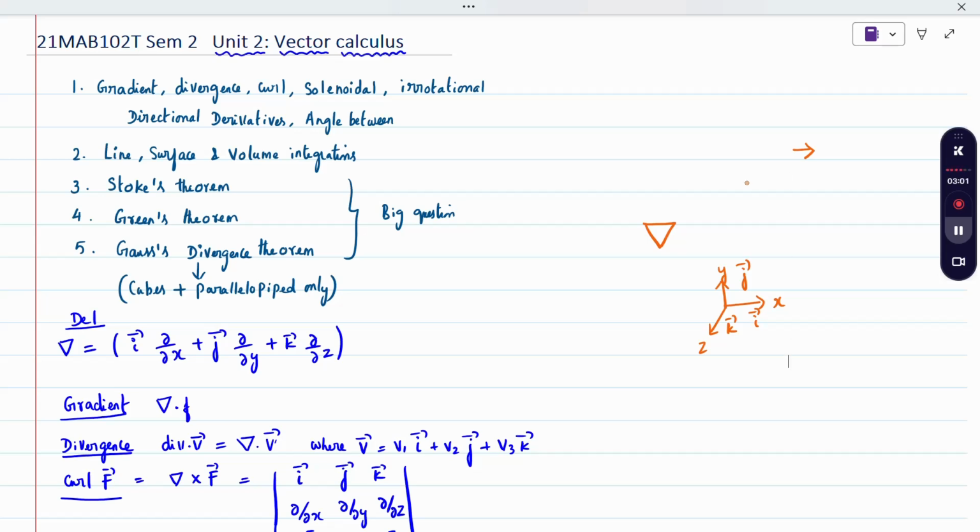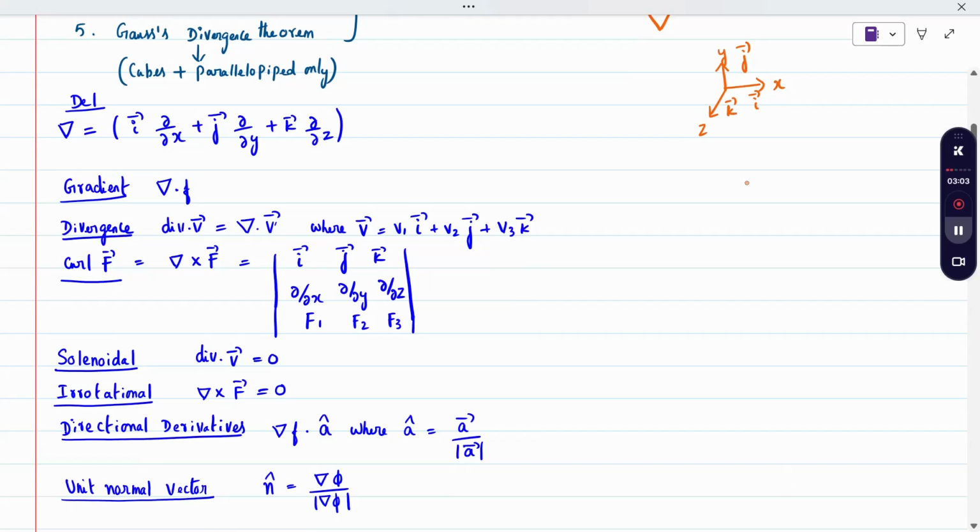So next is curl f. Curl is nothing but del cross. We use the name curl. So del cross f vector. How do we write it? Write it in the determinant format. I vector, j vector and k vector. The second row dou by dou x, dou by dou y and dou by dou z, and f1, f2 and f3. So when I write it in a determinant format, and evaluate the determinant, you get one answer, that is the curl of f vector.